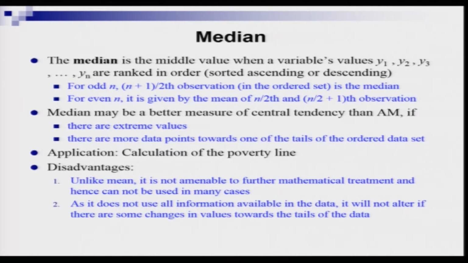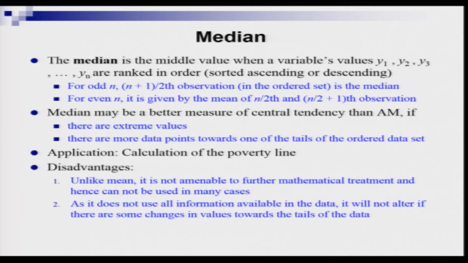A median is the middle value when variable values y1, y2, y3 etc. are ranked in order, sorted ascending or descending, but most of the times we prefer if the numbers are ranked in increasing order. Now, there could be two cases: n, the sample size, could be an odd number or could be an even number. If it is odd, then the median is the (n plus 1) divided by 2th observation in the ordered data set, and if n is even, then the median is given by the mean of the n divided by 2th and (n divided by 2 plus 1)th observation.